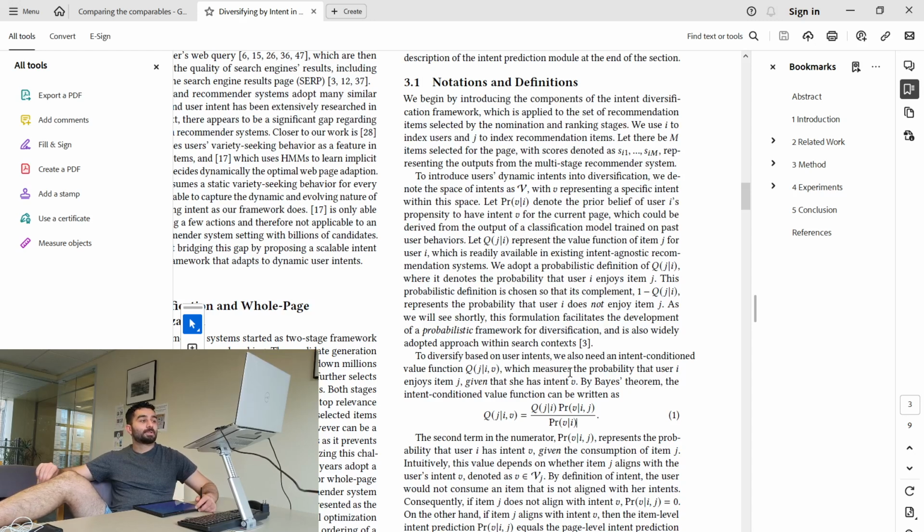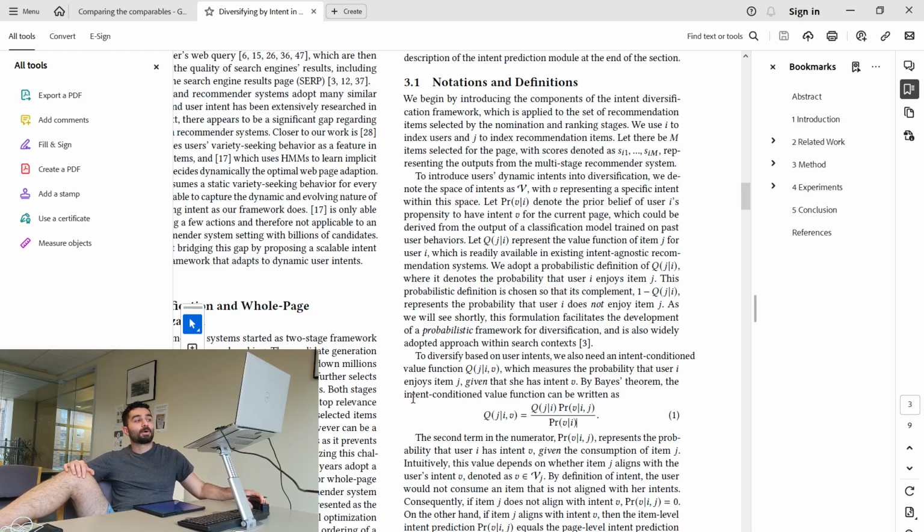By definition of intent, the user would not consume an item that is not aligned with their intent. Oh, dude, it's so wrong. You just sometimes go to a shopping store, you end up buying things that you didn't know you wanted to buy before going there. Consequently, if item J does not align with intent V, the probability of V given Ij is 0.